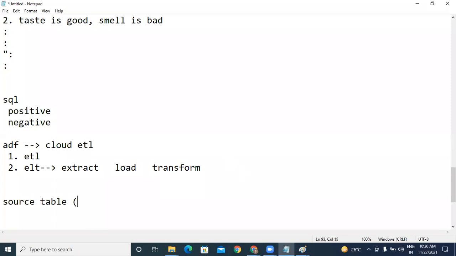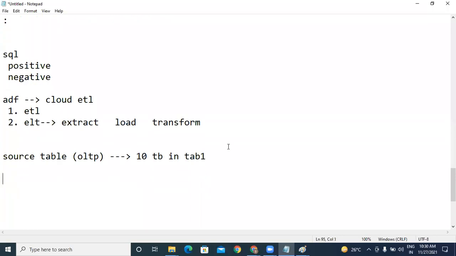Source table means OLTP. In the case of OLTP, I have 10 terabytes of data in one table. The table name is tab1. My target is a Synapse table. Understood?